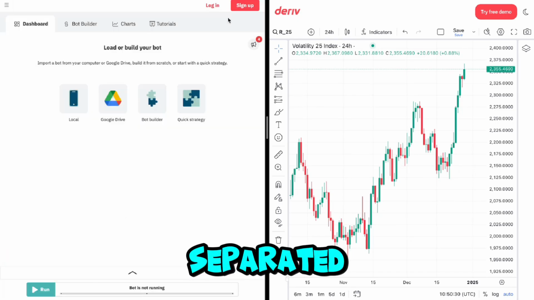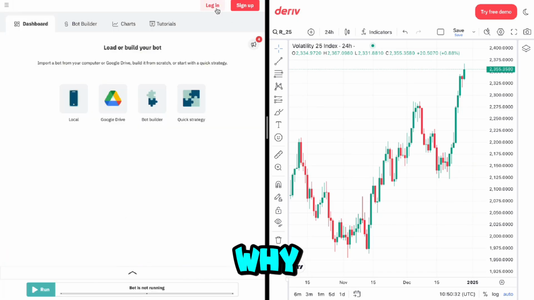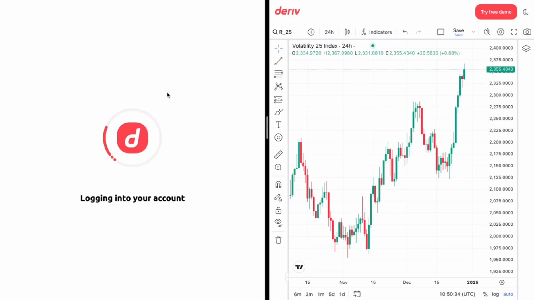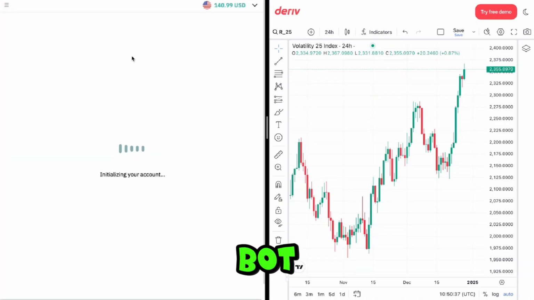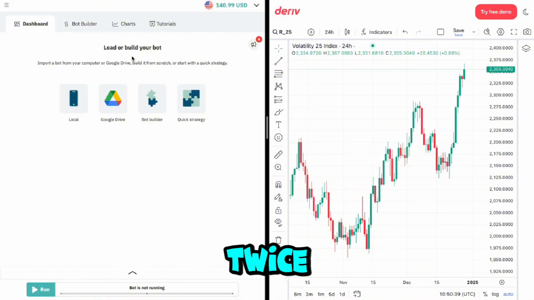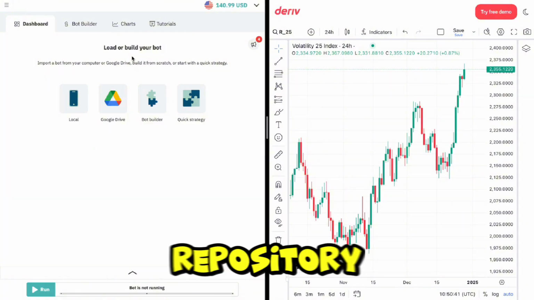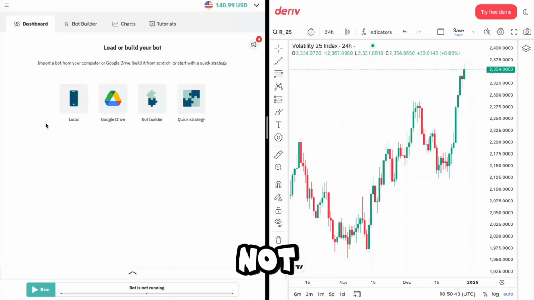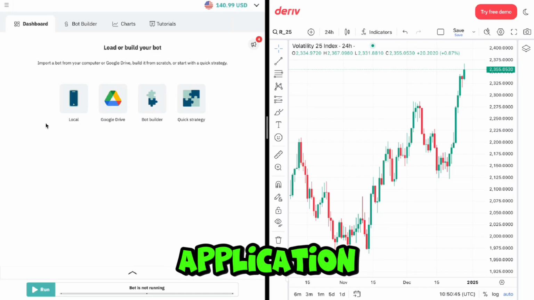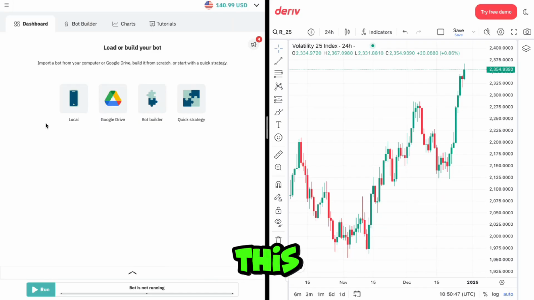I think they separated the code. That is why these days when you go to check Deriv bot, it's like you're having to log in twice, because they created a new repository. So the whole code is not now on one application. So that's why you're seeing this right now. But that's okay.